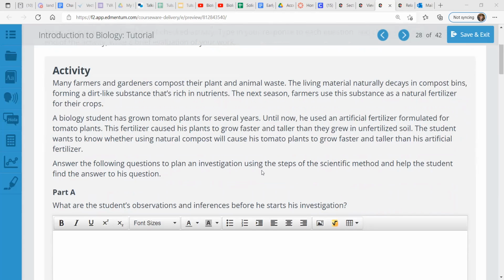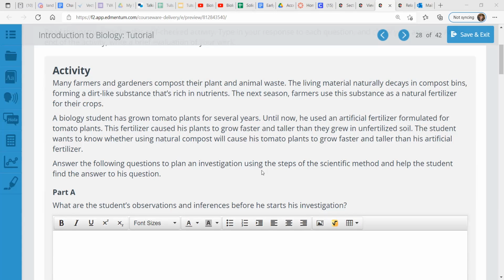So, to start off, many farmers and gardeners compost their plant and animal waste. The living material naturally decays in compost bins, forming a dirt-like substance that's very rich in nutrients. The next season, farmers use this substance as a natural fertilizer for their crops. So it saves them money, it saves them time in certain cases, and it's a win-win for a lot of different reasons. A biology student has grown tomato plants for several years.